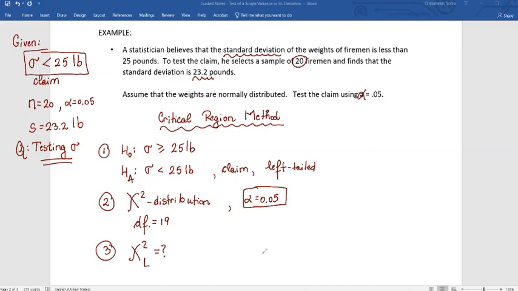In order to find the value, first, I would sketch the graph. This is the chi-square distribution. This is skewed to the right. Degrees of freedom, 19. And I'm looking for chi-squared to the left, since this is a left tail test. So the entire area right here on the left will be 0.05. So I want to make sure I know that alpha is actually right here. And I'm looking for this value, which will be chi-squared to the left.